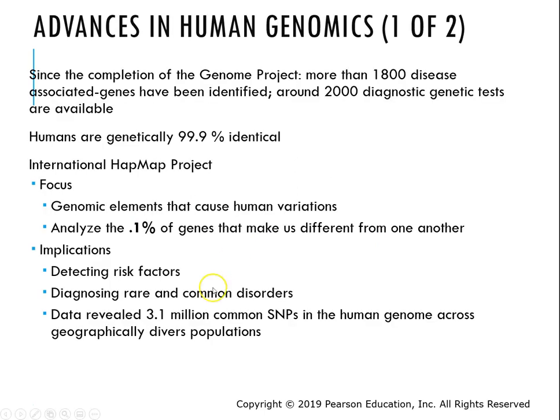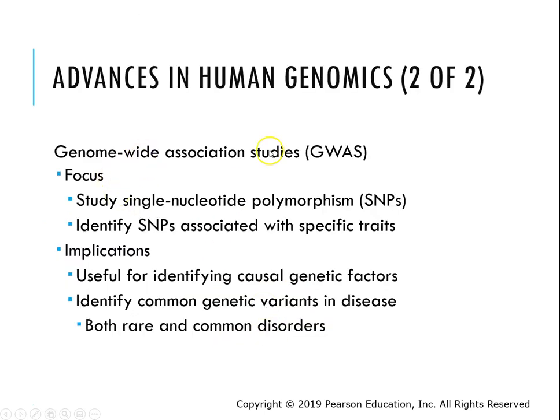I guess you can think of the HapMap project as initially identifying these SNPs, and then these genome-wide association studies as associating these SNPs with specific traits or specific diseases, okay? So again, what are some of the implications? Useful for identifying causal genetic factors, meaning if you have this single nucleotide polymorphism in one specific gene, it may, again, predispose you for a certain type of cancer, okay?